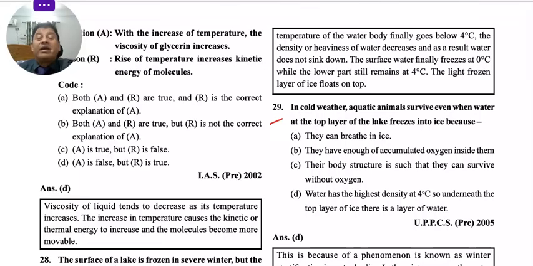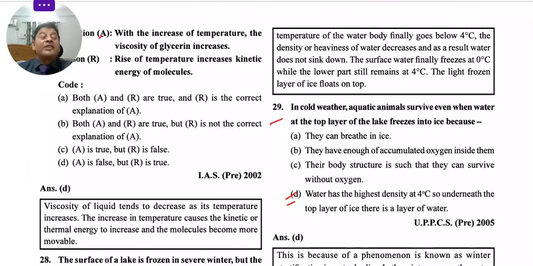In cold weather, the aquatic animals survive even when water at the top layer of the lake freezes into ice. Because क्यों होता है? They can breathe in ice though. They have enough of accumulated oxygen inside them. No. Their body structure is such that they can survive without oxygen. No. Water has the highest density at 4 degrees Celsius. That is the right response. And this is due to the anomalous expansion of water. Anomalous expansion of water.